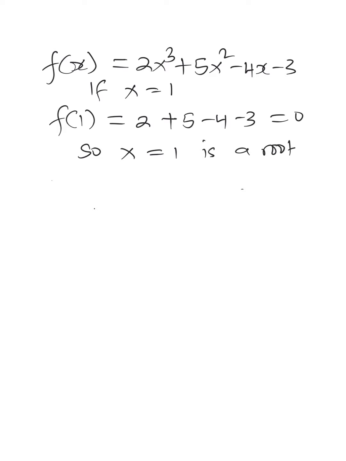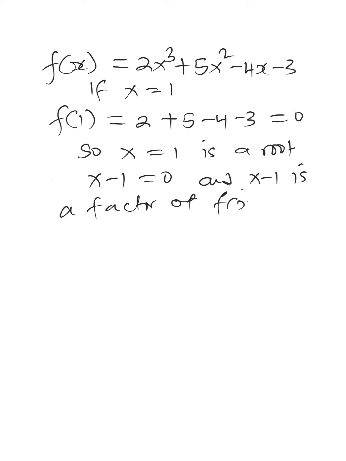Okay, so we go ahead and say that x minus 1 equals 0. We can form an equation, since x is equal to 1, and we say x minus 1 is a factor of f of x. The other way to find other prime factors is to carry out a long division. So I'm going to divide by x minus 1.